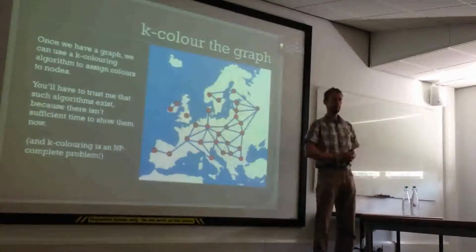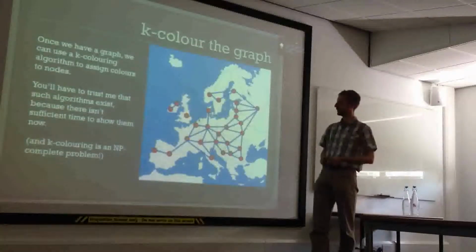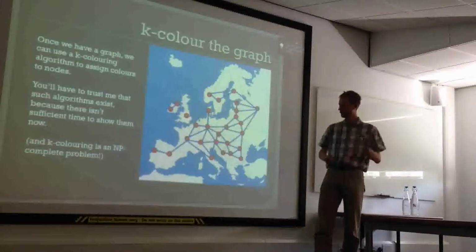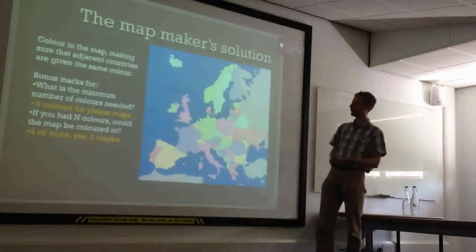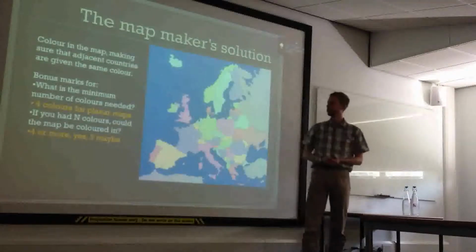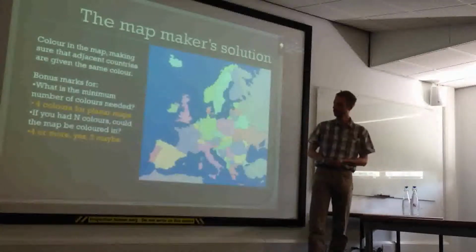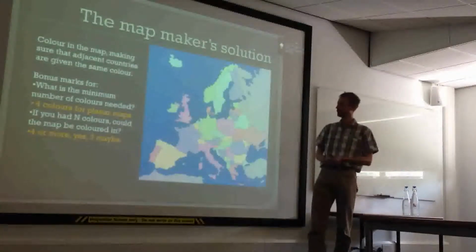This is an NP-complete problem, so I'm not going to show you how to do it now. I've only got another 25 minutes. So you just have to trust me that such algorithms exist. So there's the solution. There's one solution. As you can see, no two countries with a land border have the same colour. And the bonus mark, so what is the minimum number of colours? Well, for a two-dimensional planar graph like this, it's 4 colours.